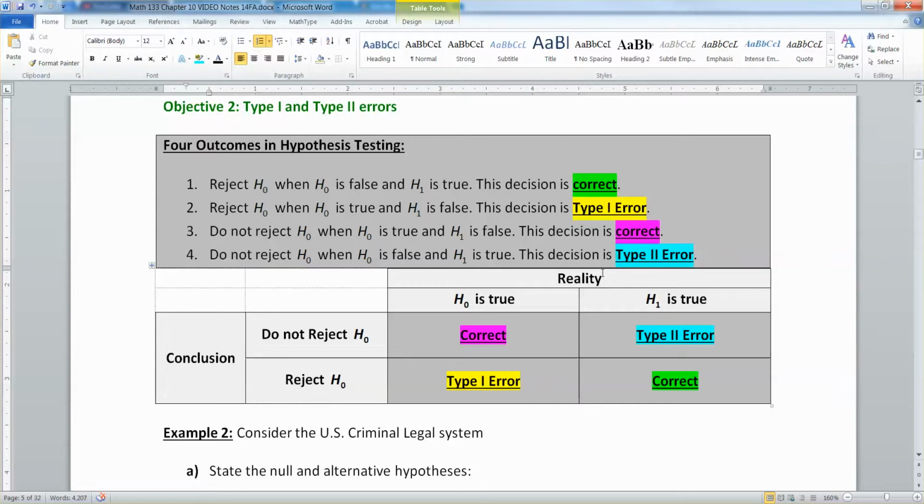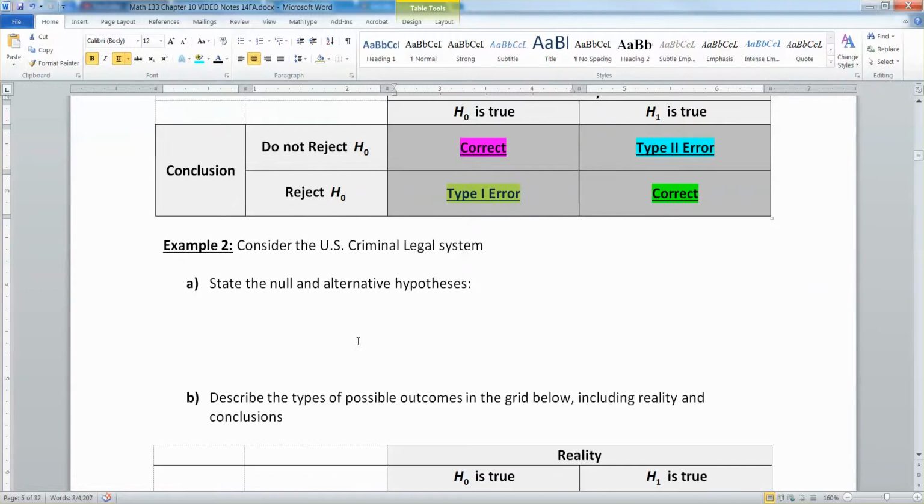Okay, now keep in mind, this is somehow based on the fact that we would magically know reality. Of course, in statistics, we never really know reality. We don't know what's truly true or false. We just know what we have evidence for and do not have evidence for. So I've somehow magically been able to figure out that the null hypothesis is true, and therefore if I reject the null hypothesis, that would be making a type 1 error.